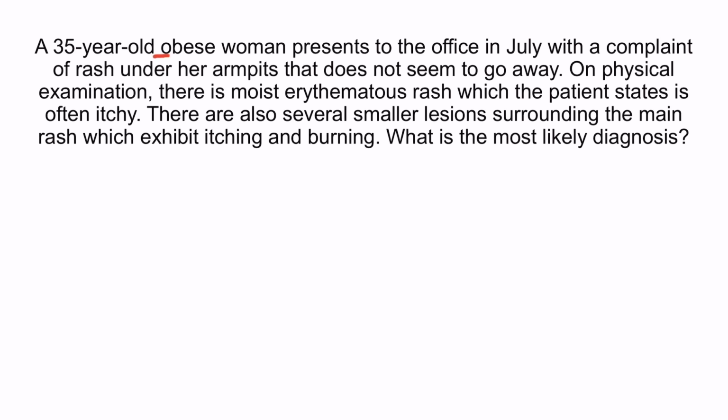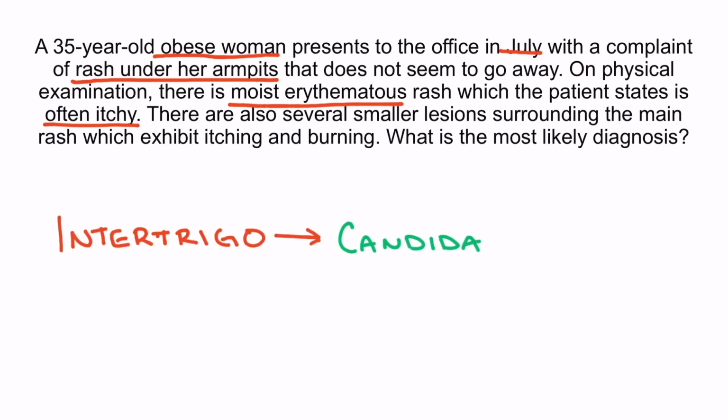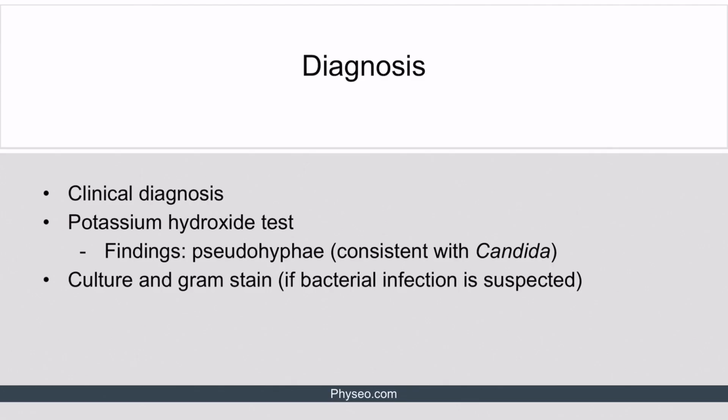In this question, we have an obese woman presenting in warmer weather with rash in her axilla. The rash is characterized as moist, erythematous, and itchy. It is key to recognize the several smaller lesions surrounding the main rash that are itchy and burning as satellite lesions, which are characteristic of candidal Intertrigo. So this clinical presentation with the presence of satellite lesions should help us make the diagnosis of Intertrigo, most likely caused by Candida species.